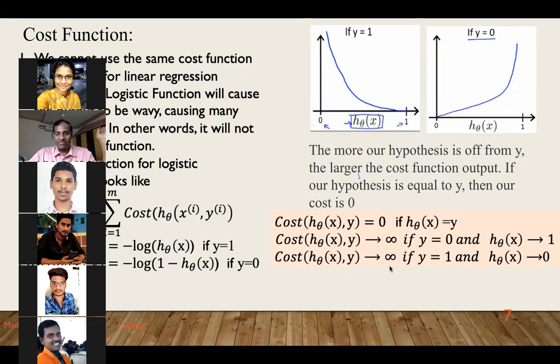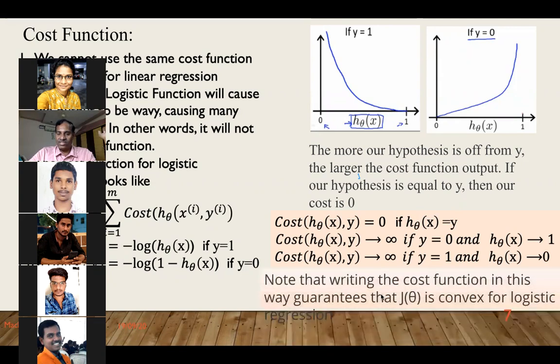And cost of h theta x, y tends to infinity when y equals 1 and h theta x tends to 0. We are not going to derive all these things, but you should remember that the logistic function is designed so that whenever you make a huge mistake, for example you need to predict probability 100% for 1 but you predict 0 probability for that 1, then your cost will become very high. So the cost is very high when you make a big mistake. When you make a small mistake, your cost also will become less. That is how this logistic regression function is designed.